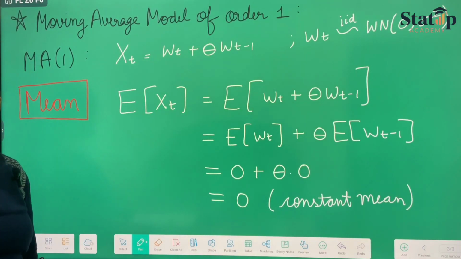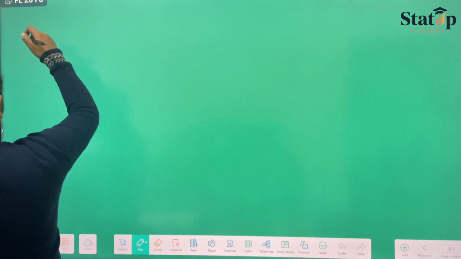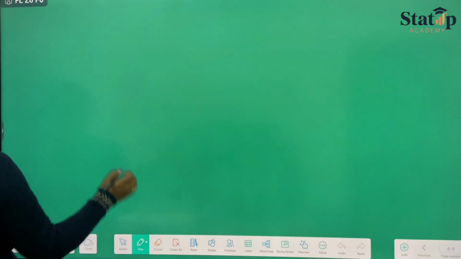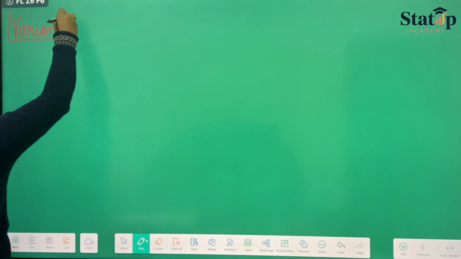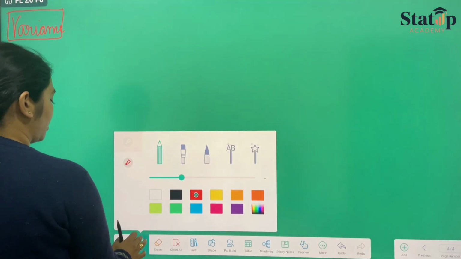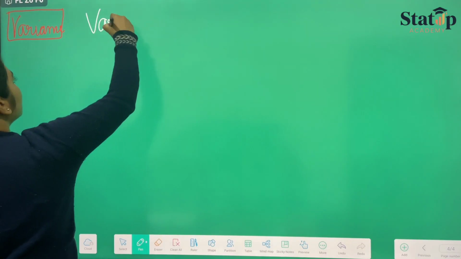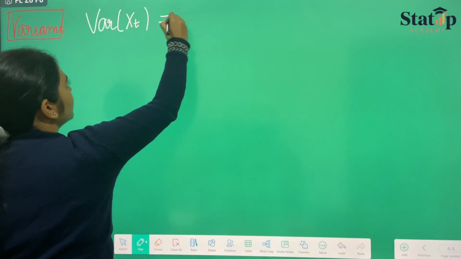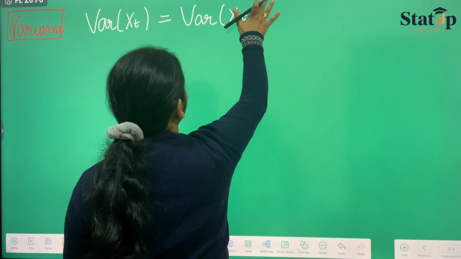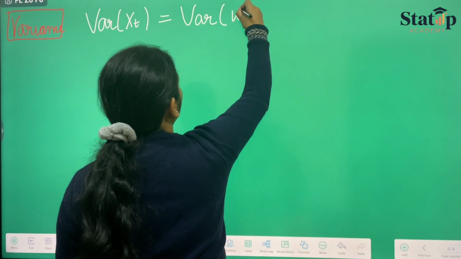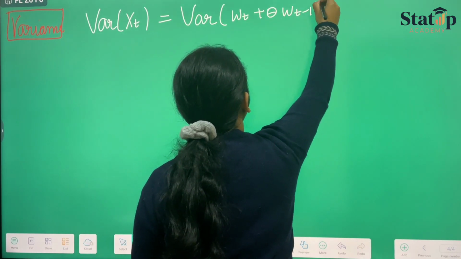Okay, so this is the mean. Now we'll calculate the variance of this method. Variance says that variance of xt is equal to variance of wt plus theta wt minus 1.